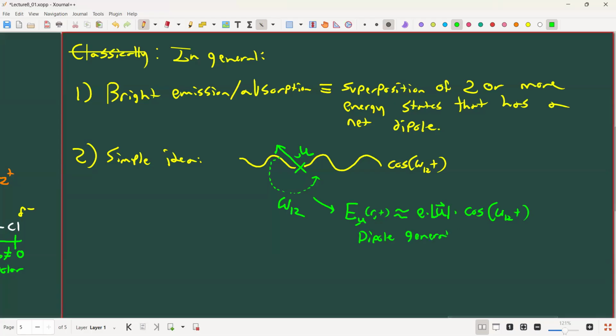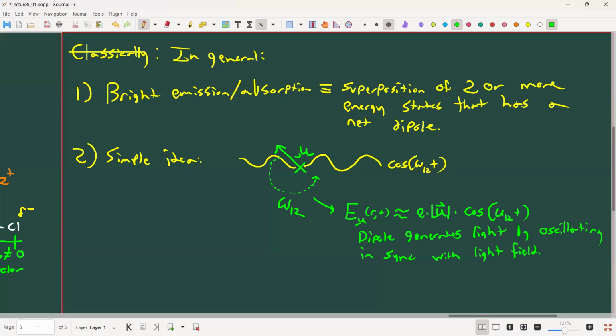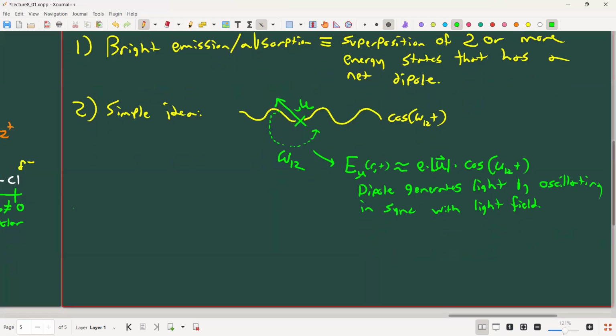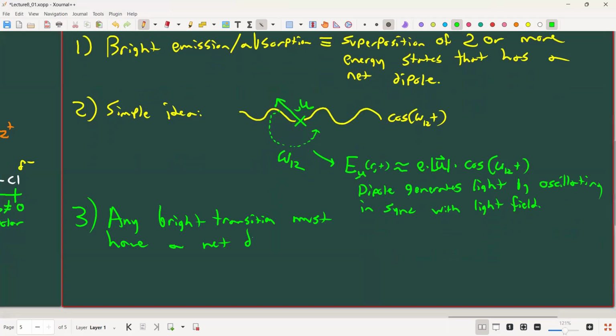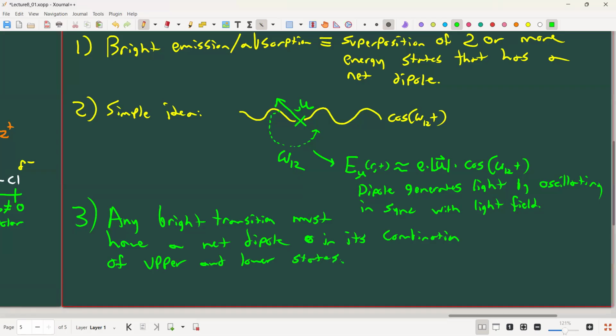So the dipole generates light by oscillating in sync with the light field. They start to do a dance together. So what that means is that any transition, any bright transition, must have a net dipole. It's kind of a repeat of the first point. I'm just going to repeat it again. Net dipole corresponding to the combination of upper and lower states.